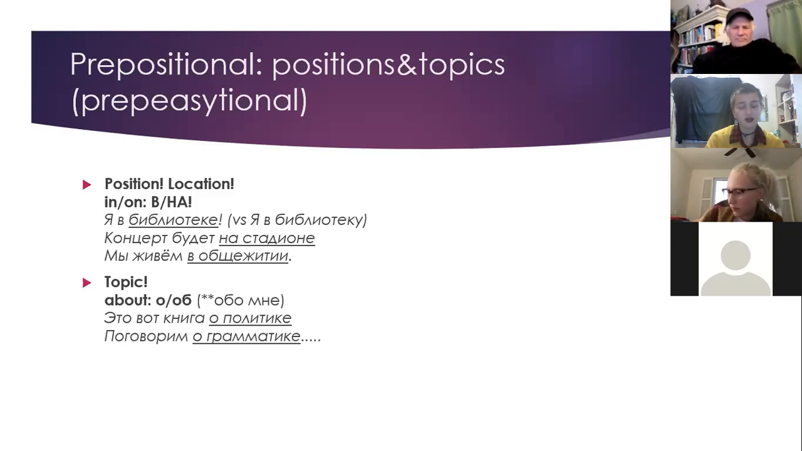And here's some big ones. V and na. Now, we've seen this before in accusative. Make no mistake, both of them work with both cases, but in different situations. So when you're talking about your current position, your actual location, that's going to be prepositional. Я в библиотеке. I'm in the library. Versus if you hear я в библиотеку, even without a verb, you understand that you're only heading there, because accusative works with destination in space or time. Концерт будет на стадионе. Even if it hasn't happened yet, it will happen at a stadium. That's not its destination, it is its future location. Да, на стадионе, в общежитии.